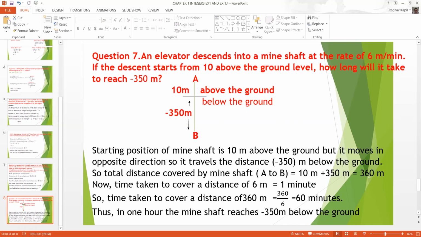The starting position of the mine shaft is 10 meters above the ground, but it moves in the opposite direction to 350 meters below the ground. The total distance covered by the mine shaft from A to B is 10 meters plus 350 meters equals what? 360 meters. Now the condition given is that it descends at the rate of 6 meters per minute. It means in 1 minute it descends 6 meters, and here the total distance is 360 meters. That's why the time taken to cover a distance of 360 meters is 360 divided by 6, which is 60 minutes. Or we can say in 1 hour the mine shaft reaches -350 meters below the ground.